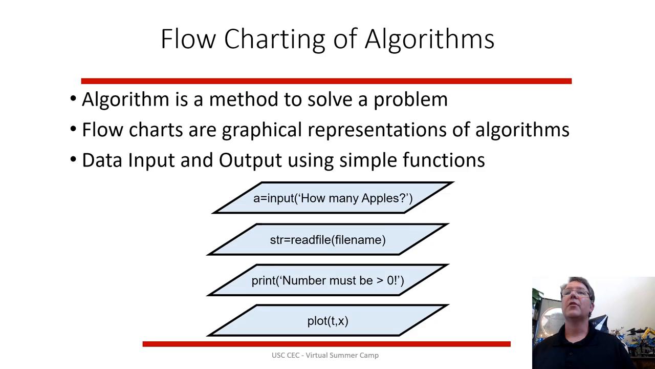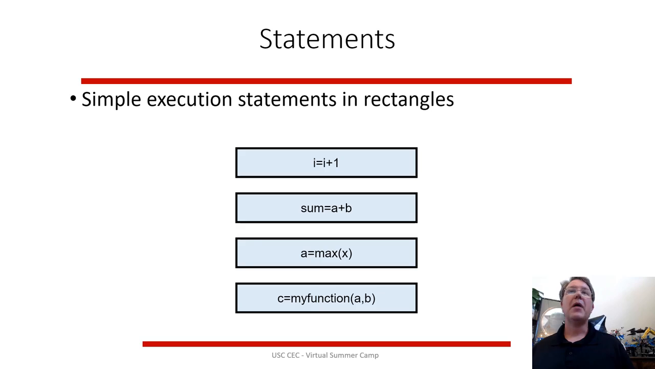If you have basic input and output data, you put it in this kind of shape. If you want to get input in, you ask a question, how many apples? We're going to ask the user, how many apples do you want? And you put that in variable A. Or you read a file name, the whole file name, and put it in this string. Or you print out something to the screen and say the number's got to be greater than 0, or you plot some values. So these are different examples from something like MATLAB, where you have a single line of input or output.